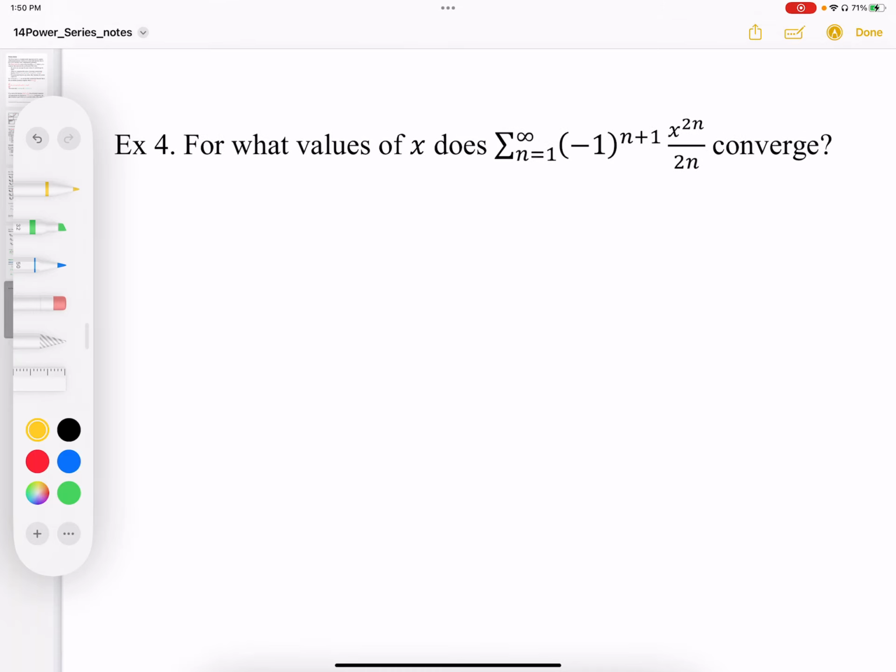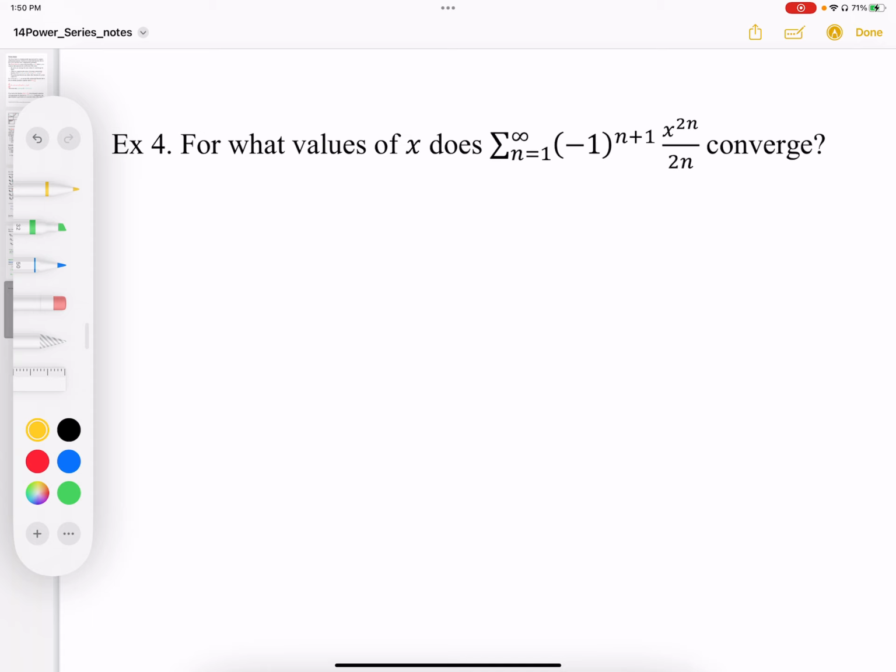Taking a look at this series, we're going to again do our ratio test to find the radius. We can see that there's no horizontal shift, so I'm going to establish my center at 0. Then I'm going to do my ratio test for the radius of convergence. Once I get the radius, I know what x values represent my endpoints, and then I need to make sure I test those endpoints.